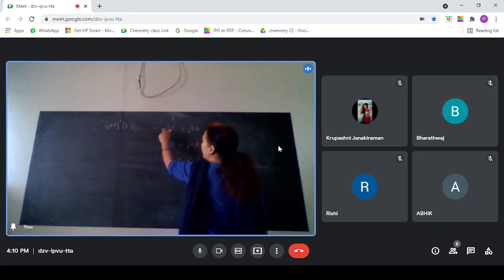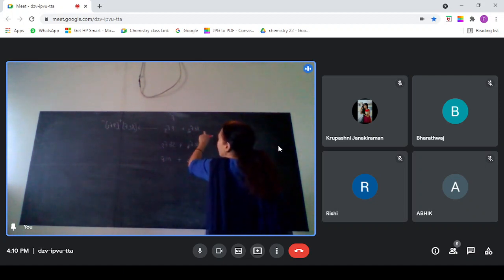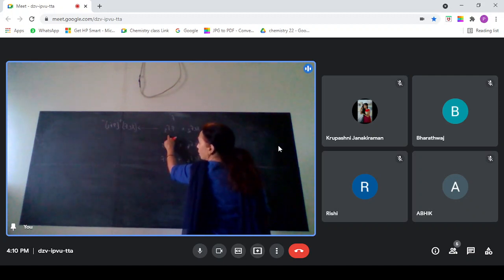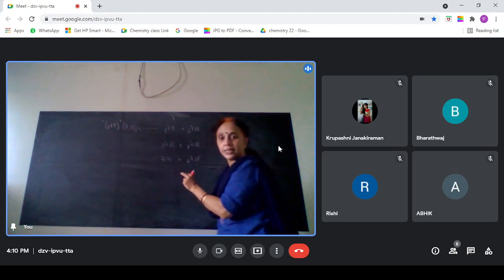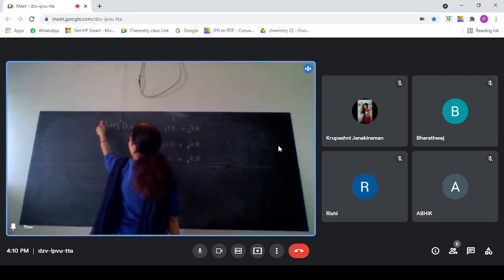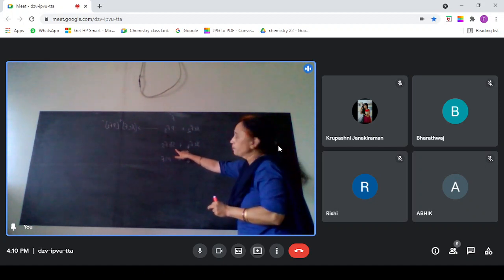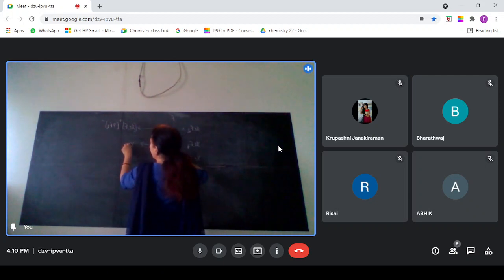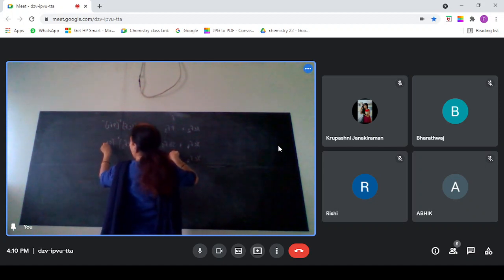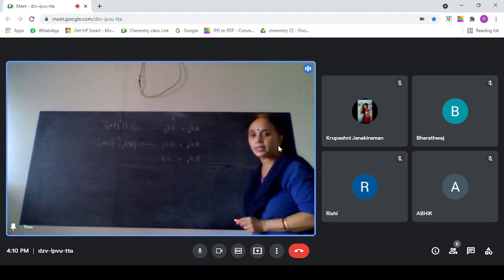So PF5 is a fluoride ion acceptor. XeF2 will give one fluoride ion to it, so this becomes a cationic species, XeF plus, and this becomes PF6 minus, anionic. Even here, XeF4 plus SbF5 similarly gives one fluoride ion. So this becomes XeF3 plus and SbF6 minus.